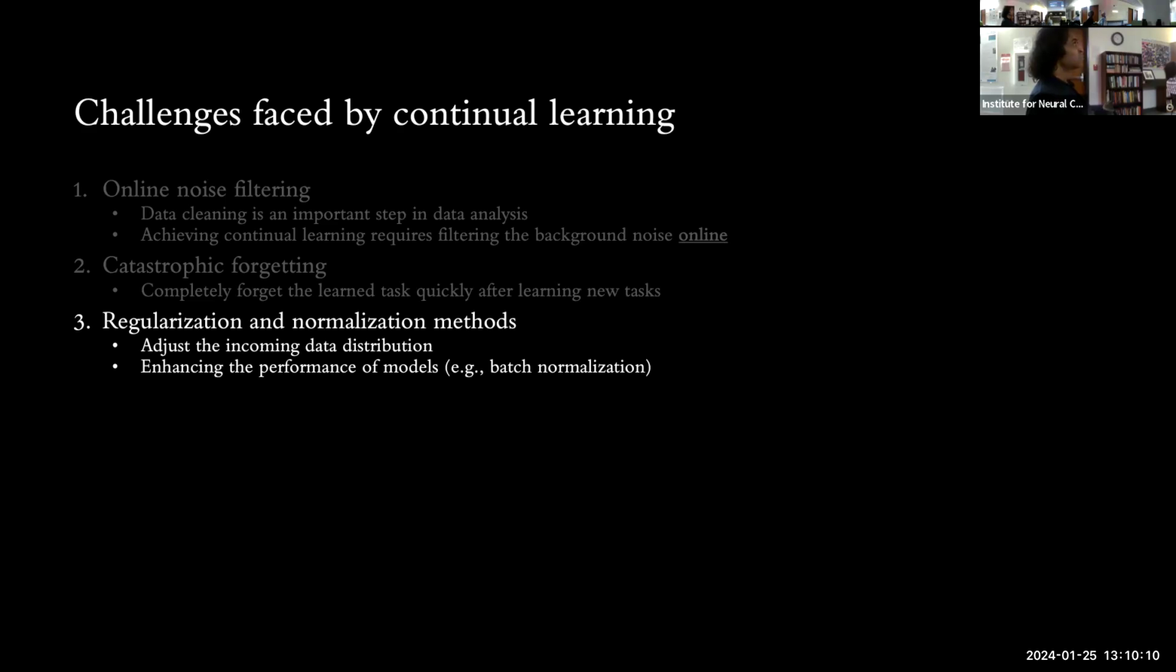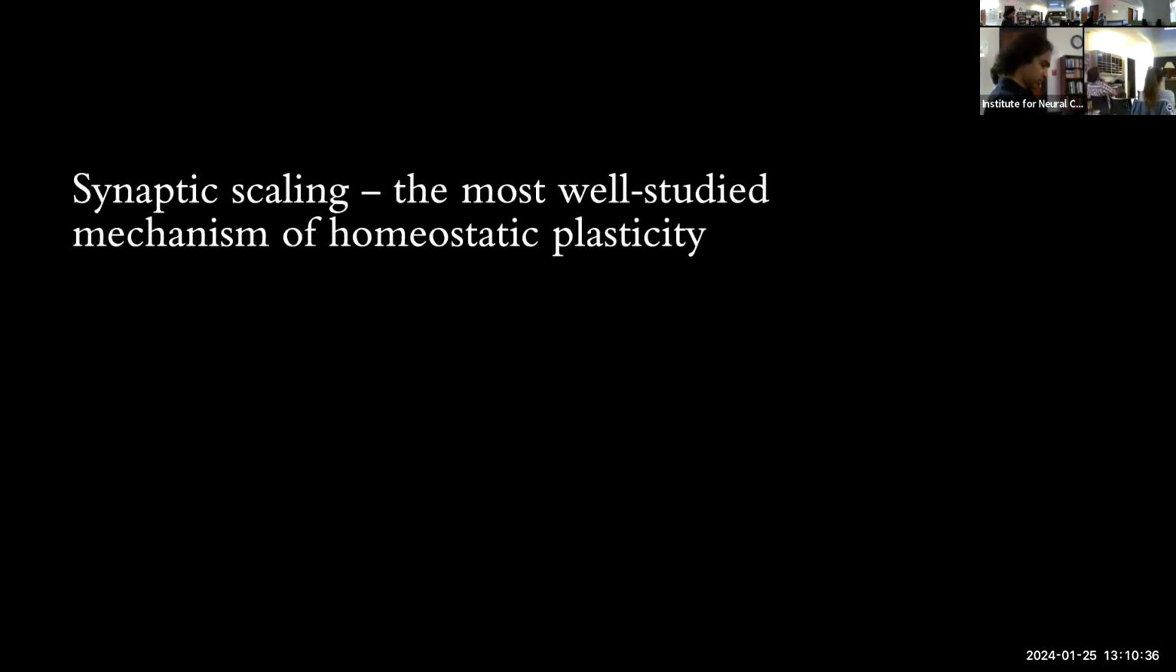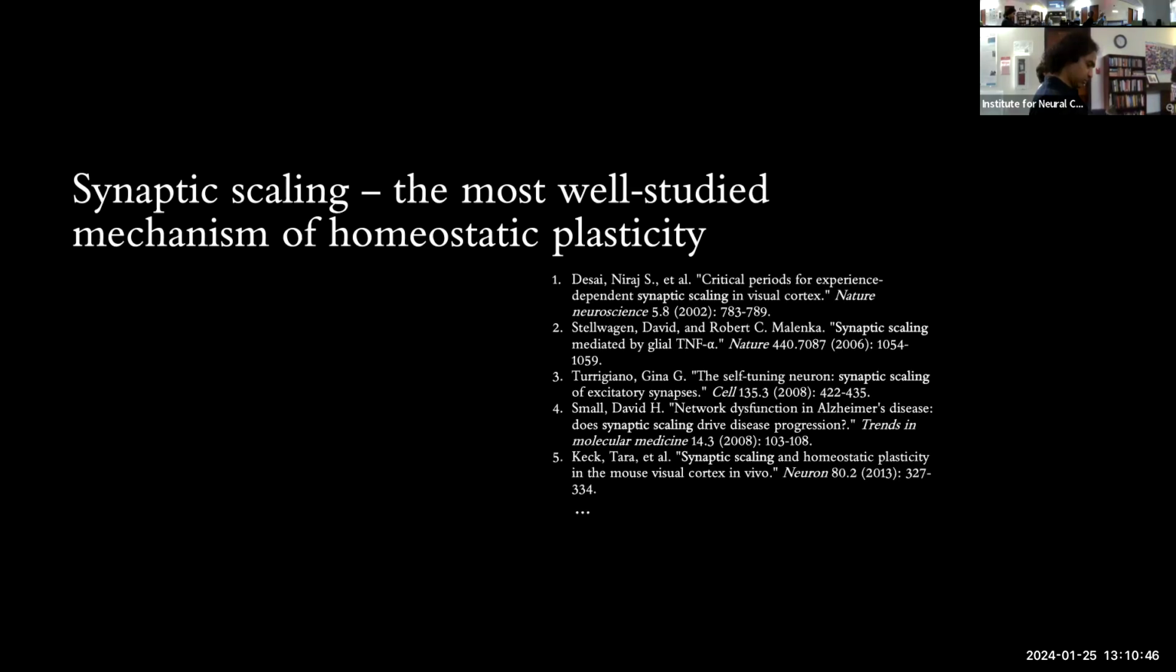the model. And in the brain, there is a phenomenon called homeostatic plasticity, which aims to stabilize our brain. And this can share some similarities with normalization in the machine learning world. And homeostatic plasticity is actually an umbrella term, and one of the mechanisms for homeostatic plasticity is synaptic scaling, and that's probably the most well-studied mechanism for homeostatic plasticity.